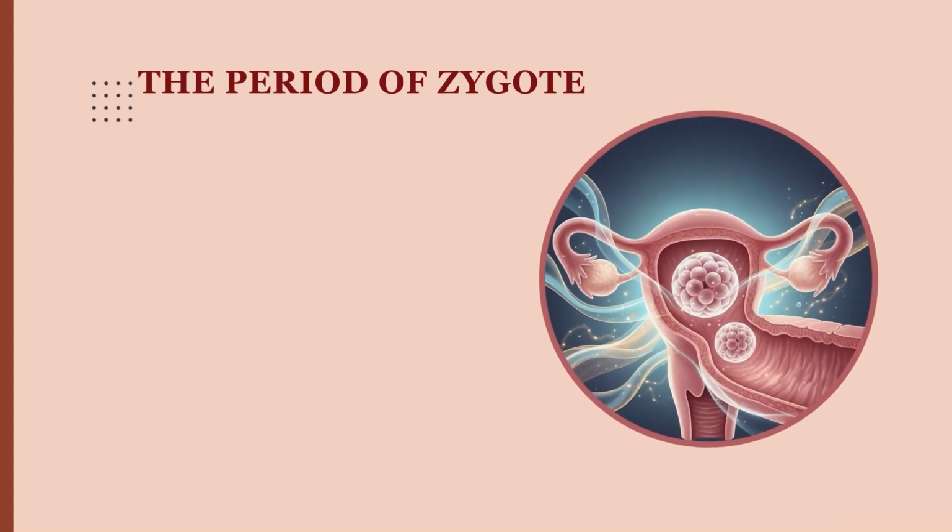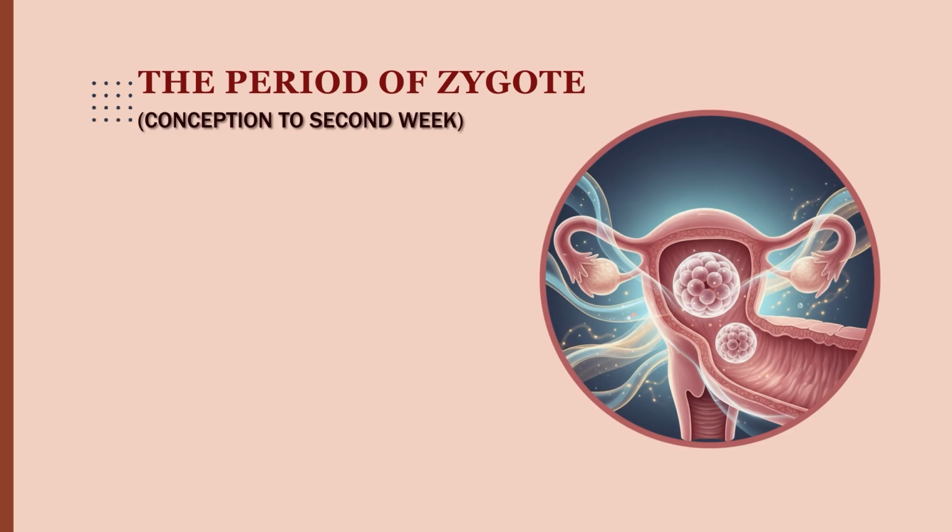Now, the first step is the period of the zygote. As we said, the conception. How does this conception happen? The conception happens when the 23 chromosomes of the female ovum meet the 23 chromosomes of the male sex cell, which is known as the sperm. They meet and form 46 chromosomes, and together they form a zygote, which leads to conception. Now this is the first period, the period of the zygote, from conception to the second week. Now let us understand what happens in the development.